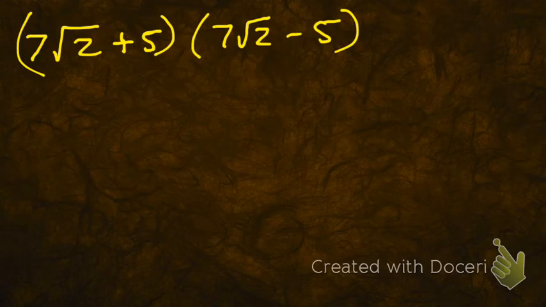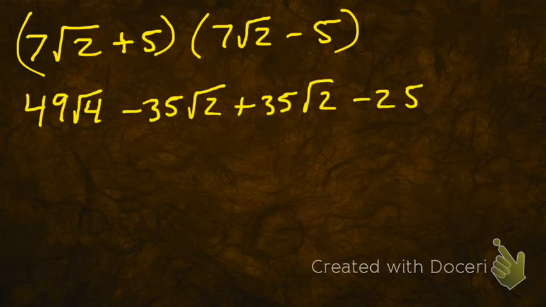Here's a special case. 7 root 2 plus 5, 7 root 2 minus 5. You'll notice they look very similar to each other, except the sign in the middle is different. Does anybody remember what those are called? We had a word for those when we were dealing with imaginary numbers. Started with a C. Conjugates. And when you multiply conjugates together, what happens is the middle cancels. And we used that to our advantage when we were dealing with imaginary numbers and we had to get rid of the imaginary number. Okay?